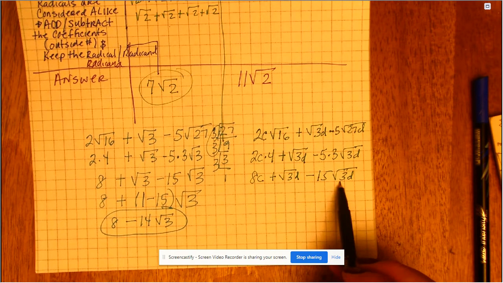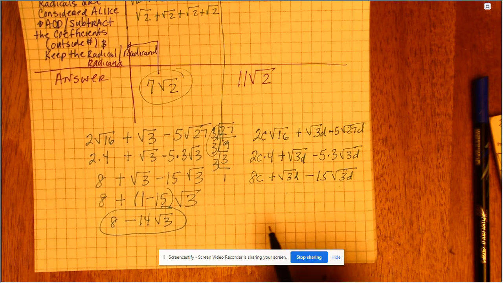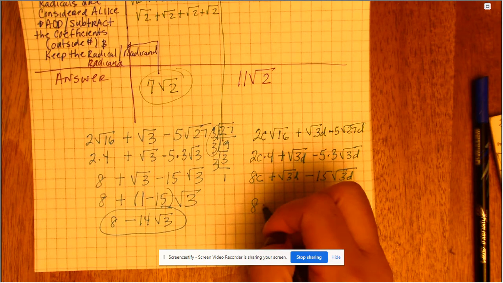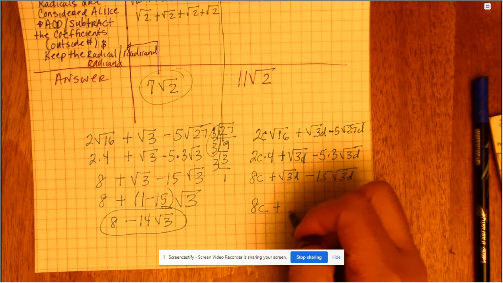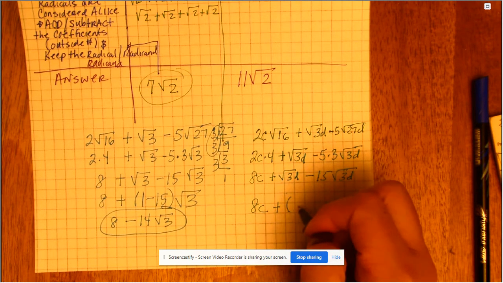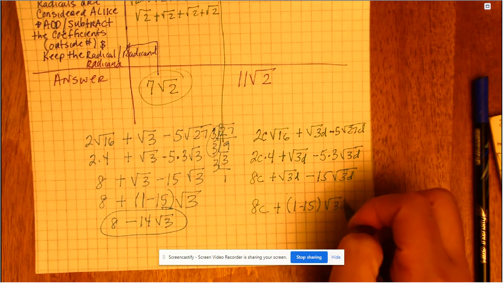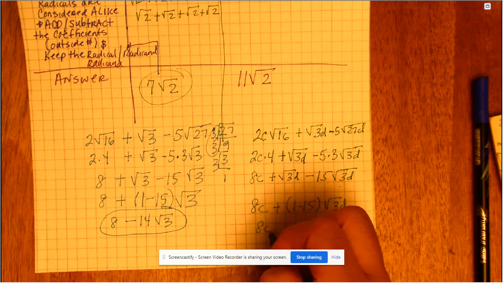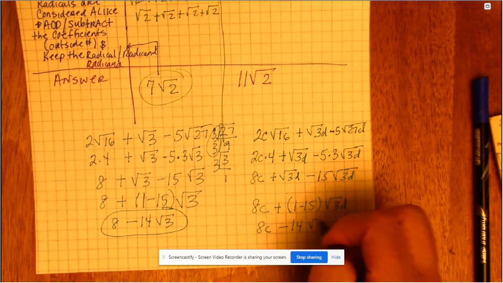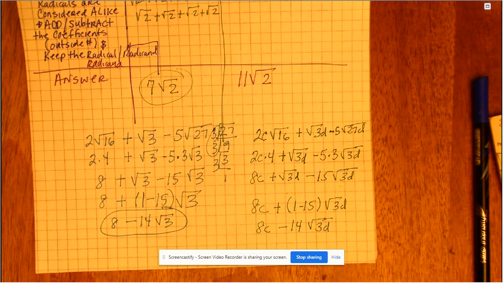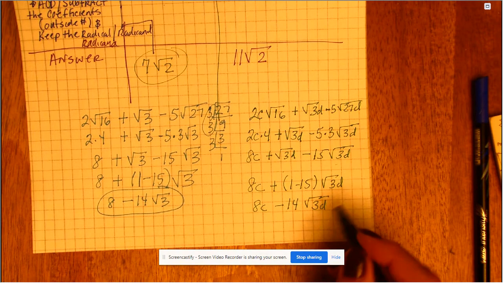So these two have the same exact radicals, so I'm going to be able to add those together. So 8c minus 14 radical 3d. That would be my final answer.